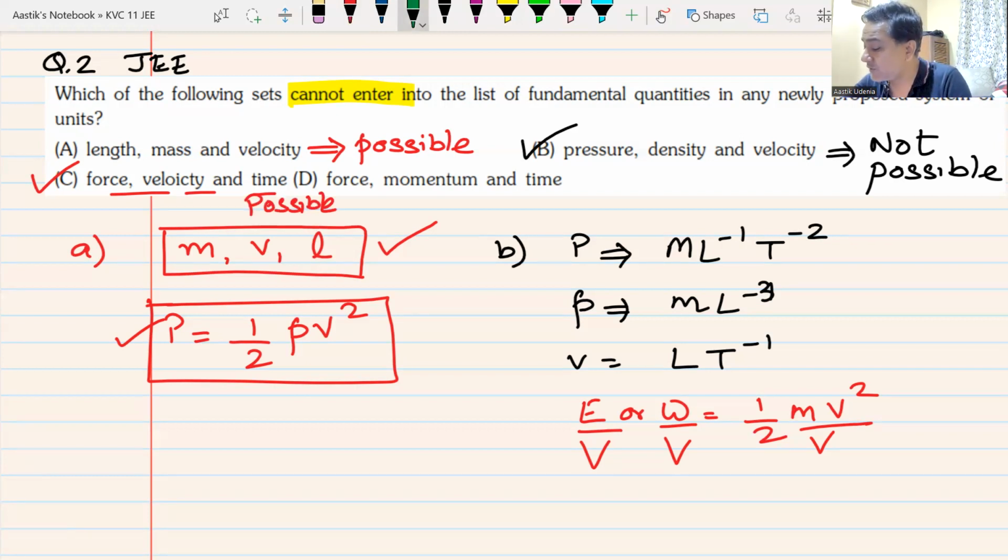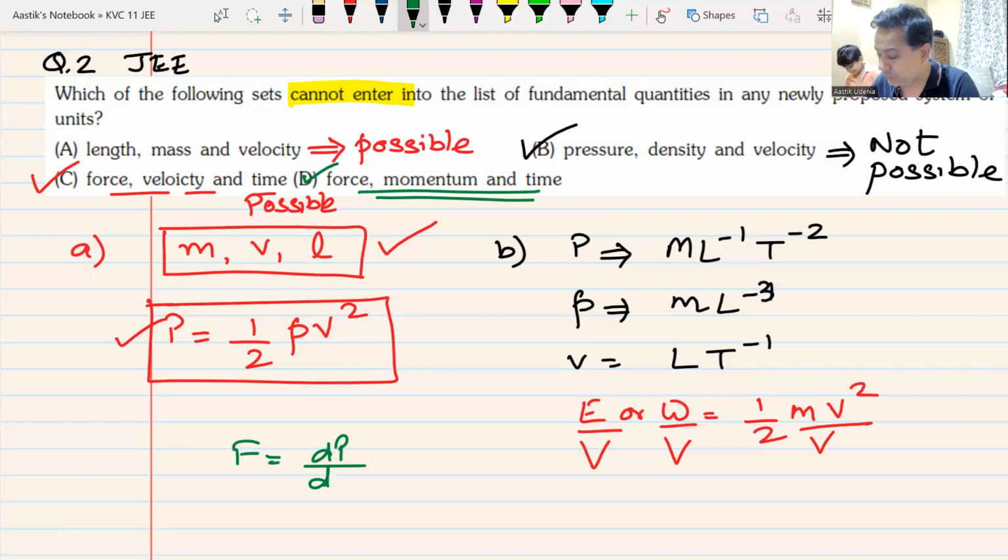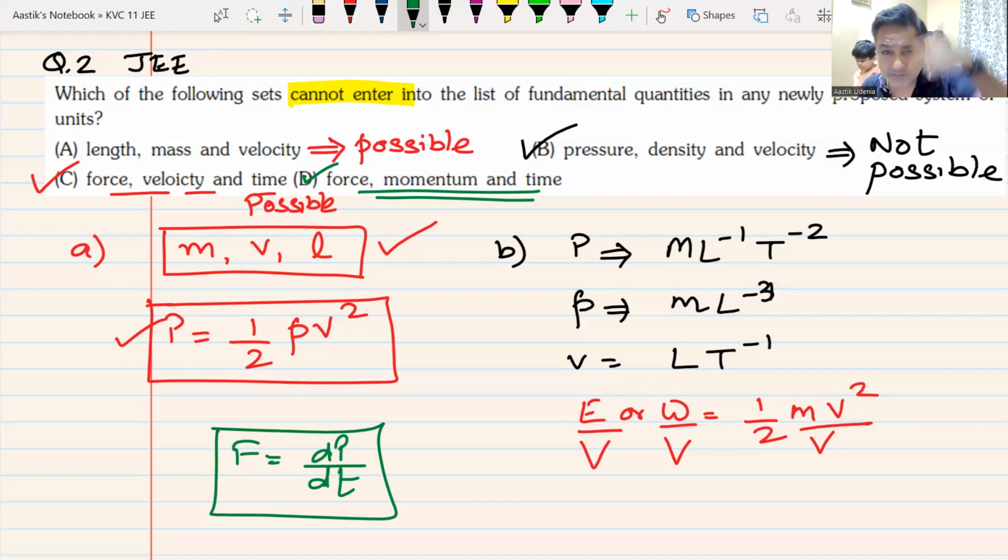We move on to option D, force, momentum and time. I know that you don't know the relation between force, momentum and time, but you must know force is rate of change of momentum. Yes or no? That means force can be derived by momentum divided by time. If you do momentum divided by time, you will get force. That means force, momentum, and time are not independent. That means this system.